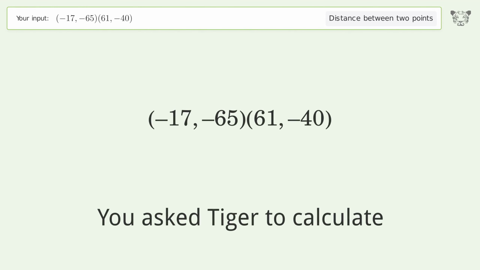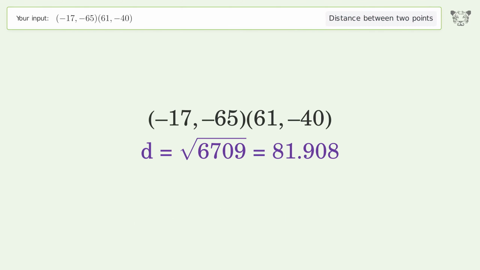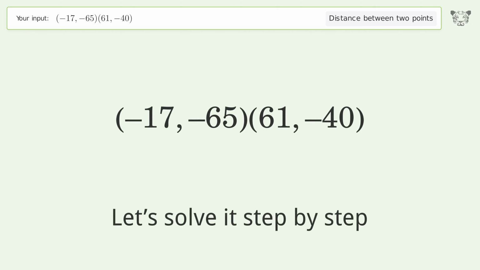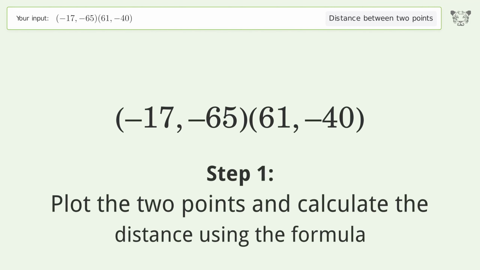You ask Tiger to calculate. This deals with the distance between 2 points. The distance between the 2 points is the square root of 6,709, or 81.908. Let's solve it step by step. Plot the 2 points and calculate the distance using the formula.